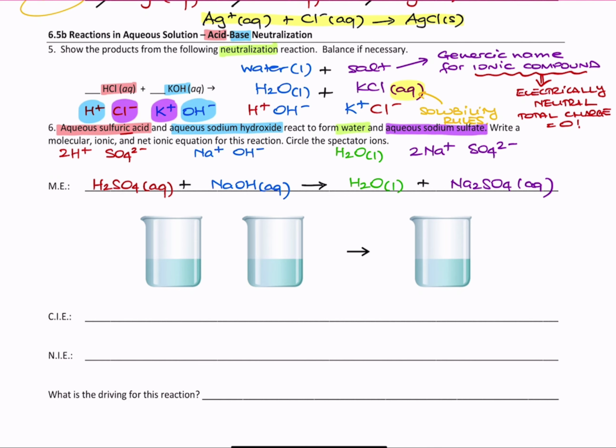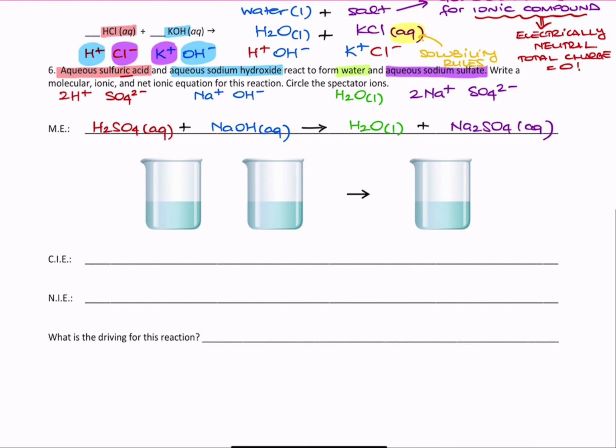Do not forget that we need to balance out this equation. Observe that I have 2 sodium here, therefore I'm going to need 2 here to have 2 sodium. I have now 2 hydroxide here, and I have 2 hydrogen here. So a total of 4 H's and 2 O's, so I needed 2 here to balance it out.